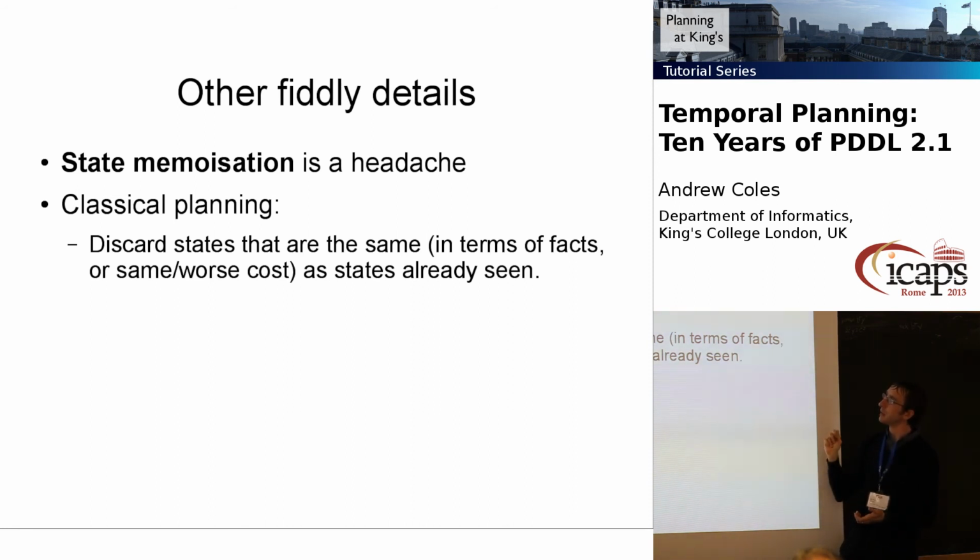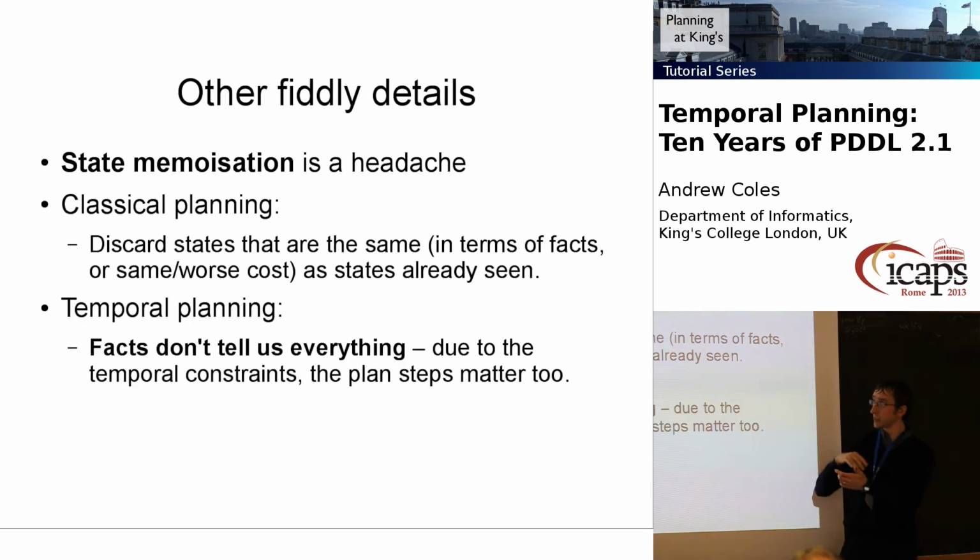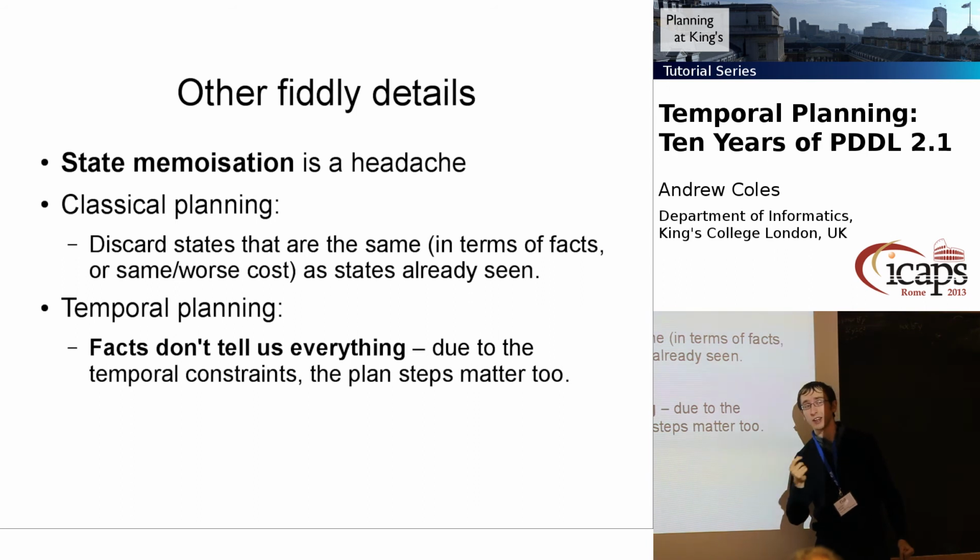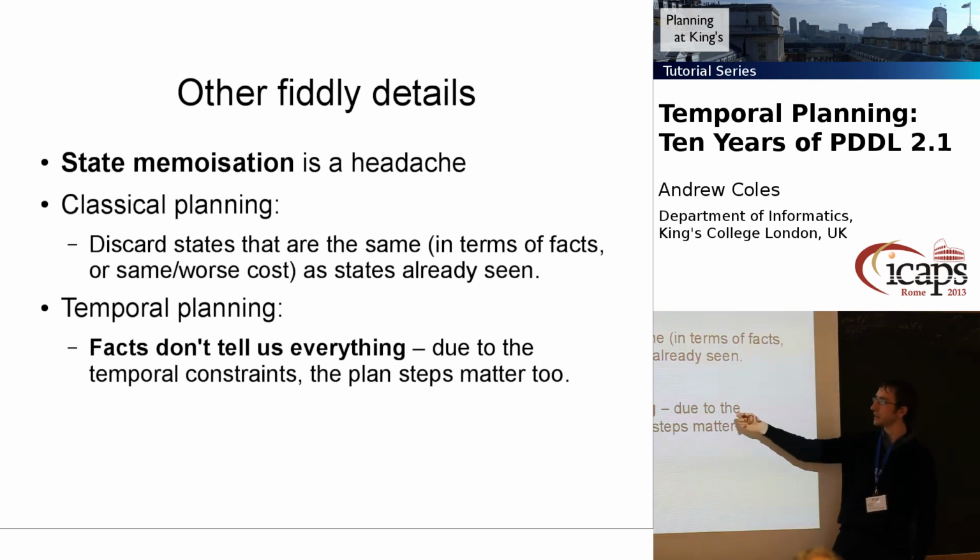Unfortunately, in temporal planning, state memoization is a real headache, because we can have states that have the same facts in, but actually are interestingly different. The facts don't tell us everything. The facts tell us what we have shown, and if we're using something like the LPGP compilation, they might tell us what actions are executing. But they don't tell us what the temporal constraints are. So we can't just look at the facts, we have to look at the plan steps too.